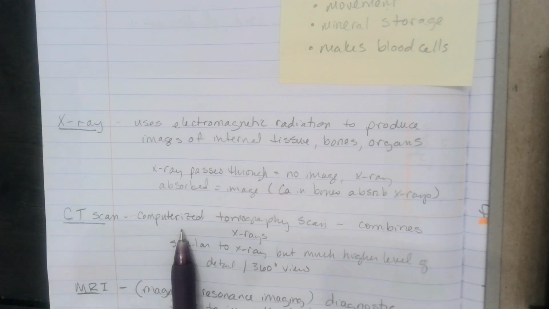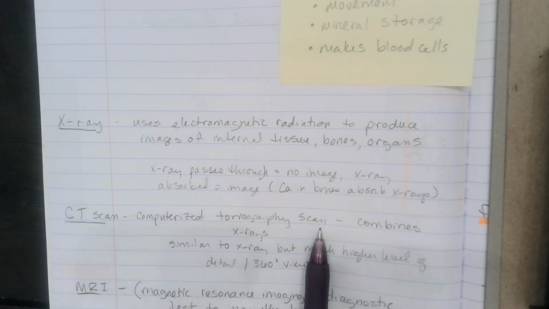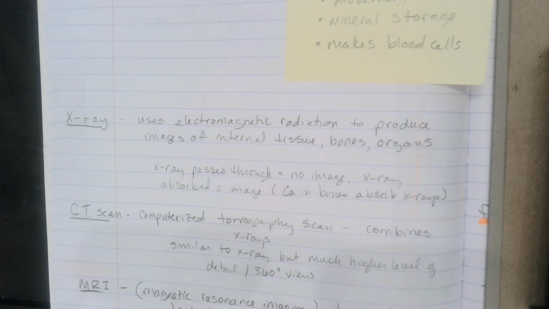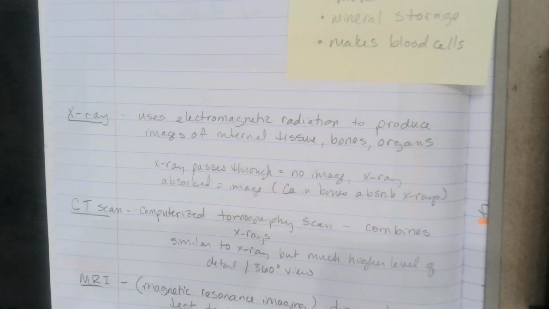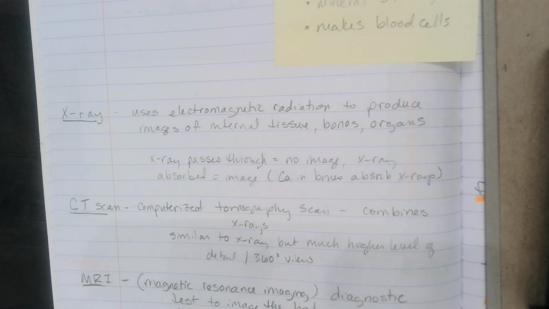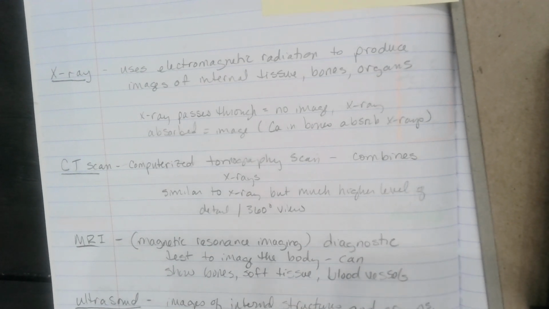Next is CT scan. CT scan is a computerized tomography scan, and basically what it's doing is it's taking and combining a bunch of different X-rays from different angles so that you get a more detailed picture. So it's similar to an X-ray, but you have a much higher level of detail, and you have a 360-degree view, so you can see all around. We have already talked about MRIs. MRI is magnetic resonance imaging. This is a diagnostic test to image the body, and it can show bones and soft tissue, blood vessels, and other kinds of things rather than just bones.